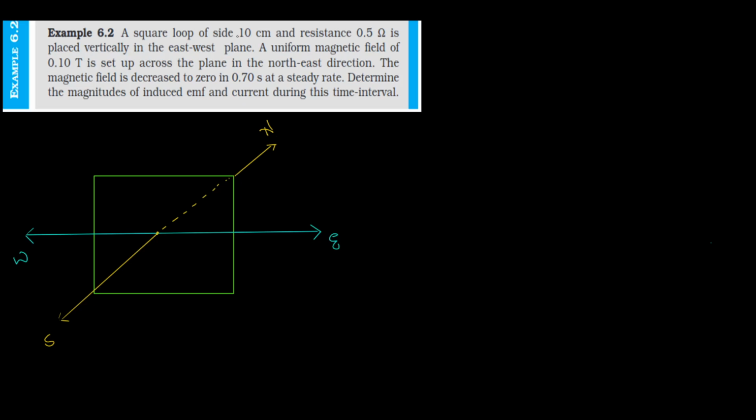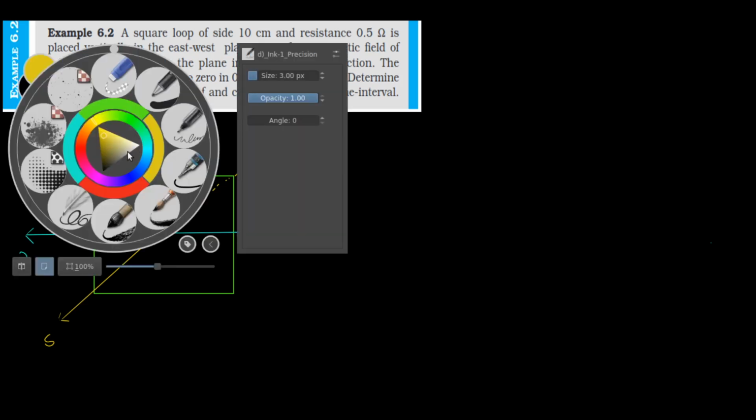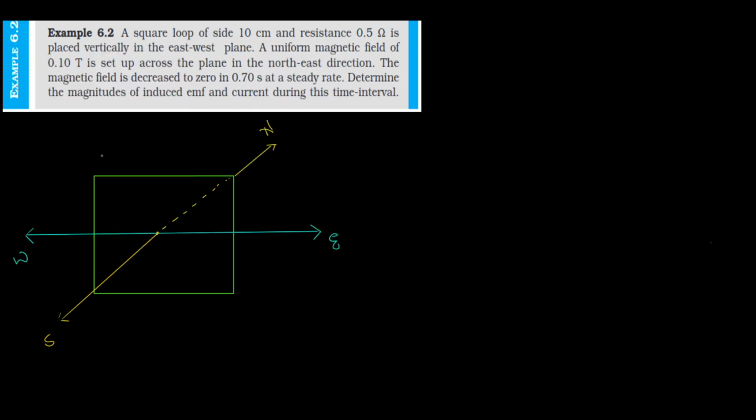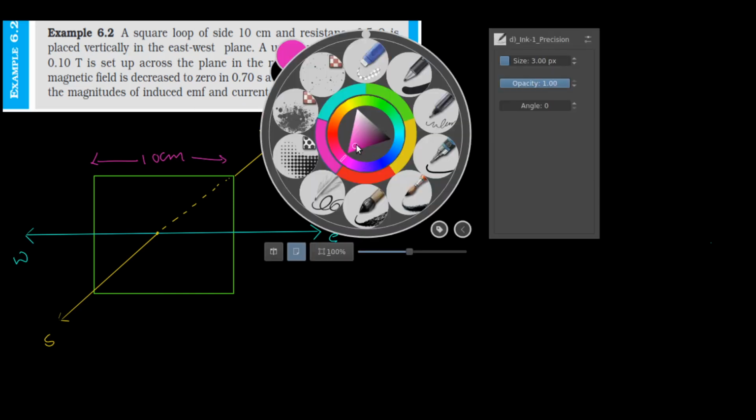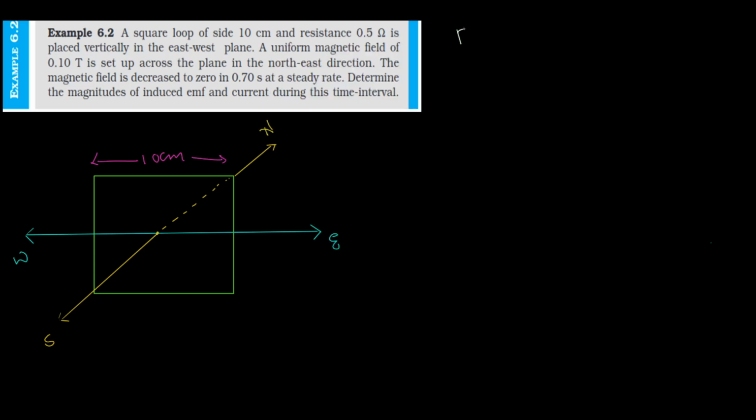You have a square loop of side 10 centimeters. This side is 10 centimeter. This is 10 centimeter. What else? Resistance, all the data I'll write here. Resistance of the loop is given as 0.5 ohms. All right, what else? Magnetic field, at least initial magnetic field, so I'll call it BI.